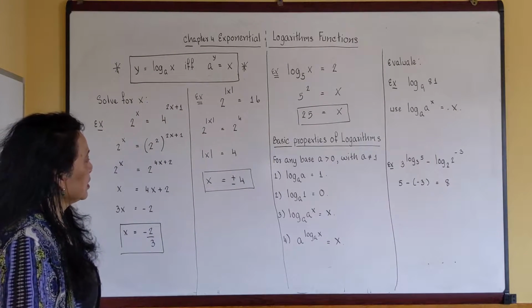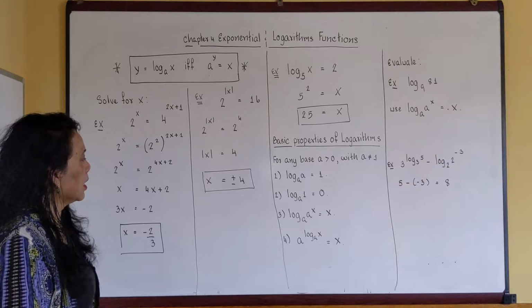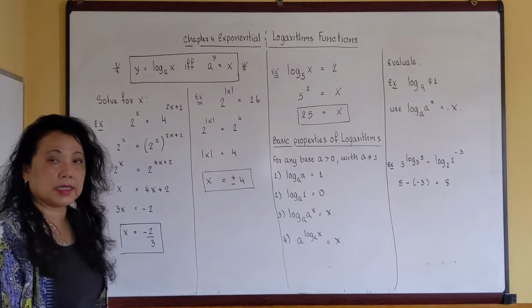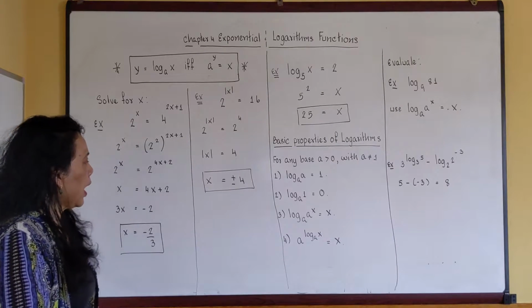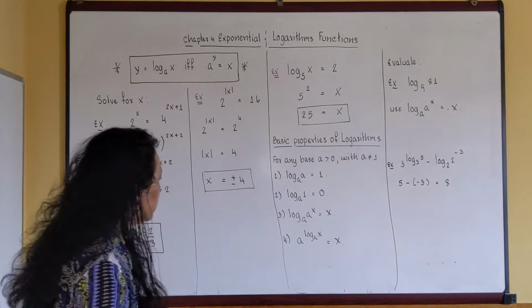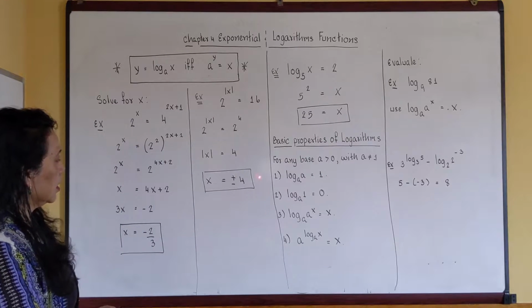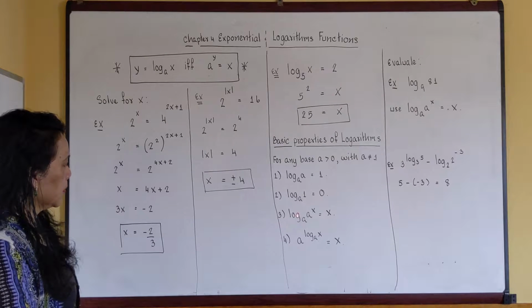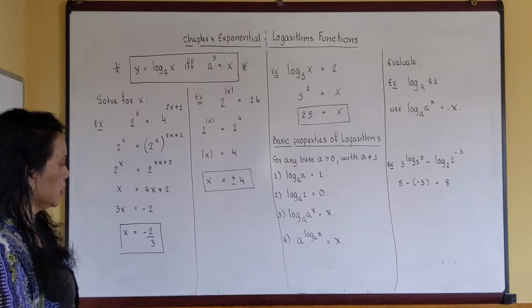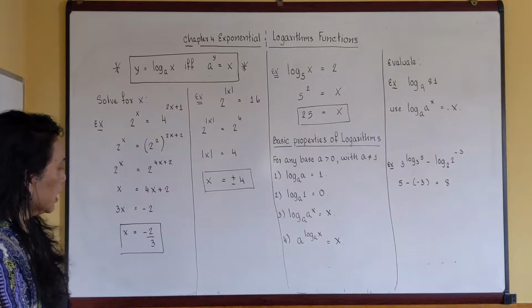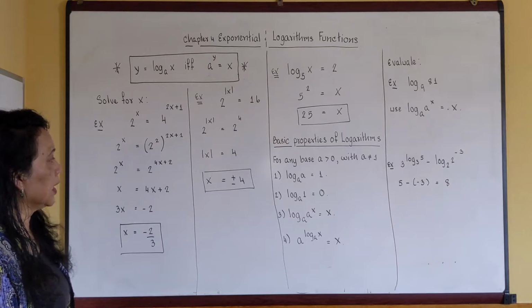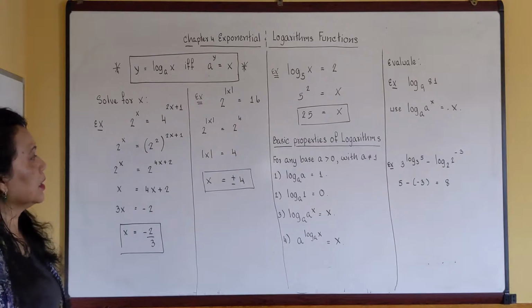The next one is the basic properties of log. For any base a greater than 0 and a not equal to 1: log base a of a is equal to 1, log base a of 1 is equal to 0, log base a of a to the x is equal to x for all x, and a raised to log base a of x is also equal to x. So let's look at the next example.